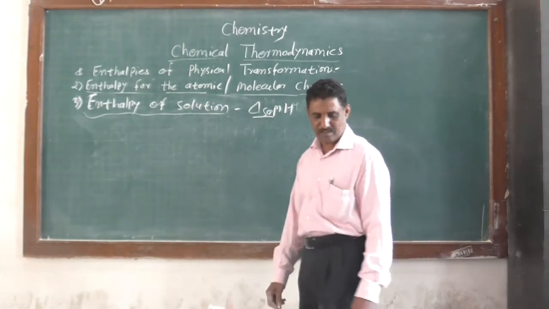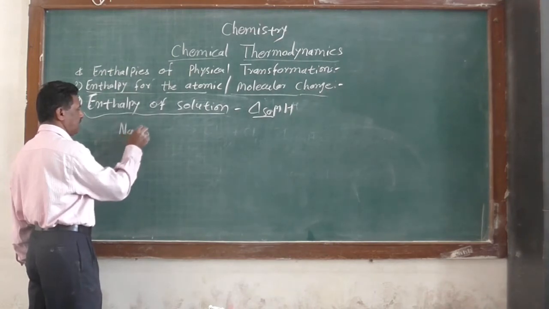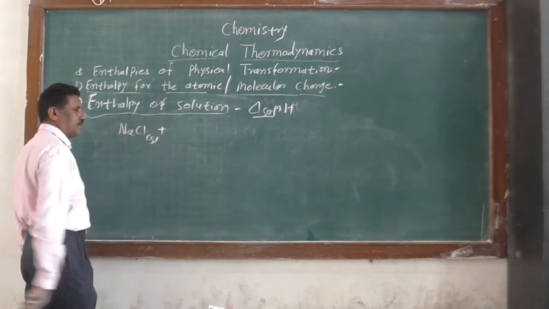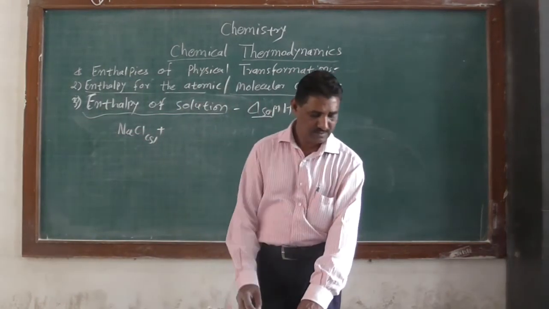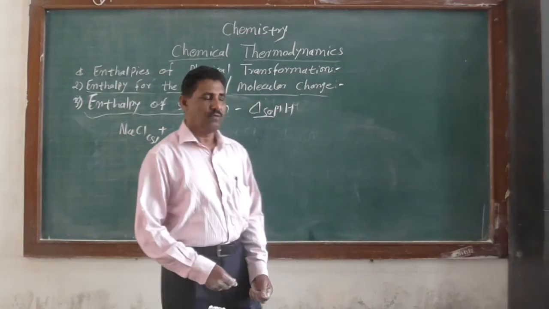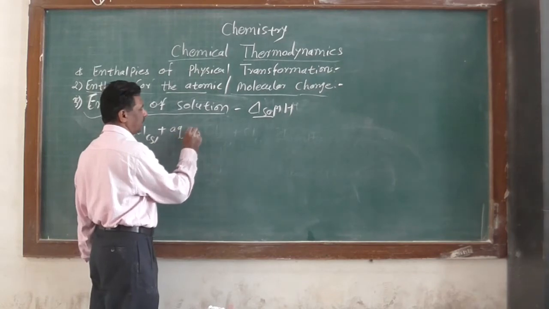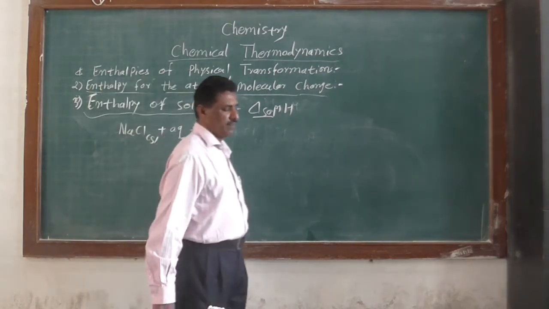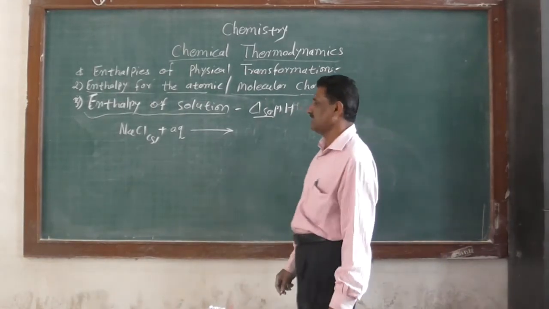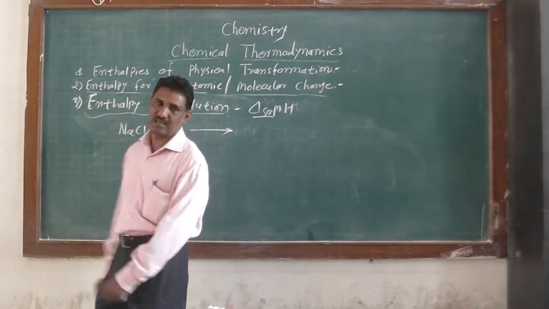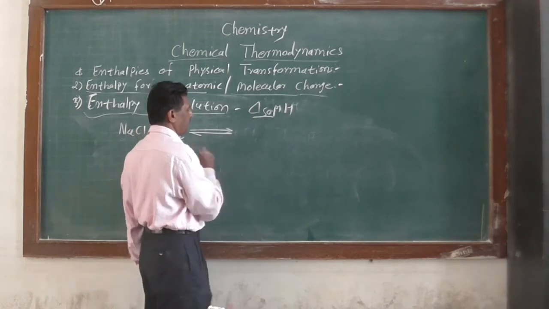Here the example is sodium chloride. This is NaCl solid. The sodium chloride is dissolved in water, meaning aqueous, and the solution formed is called an aqueous solution of NaCl. This reaction is the opposite process.